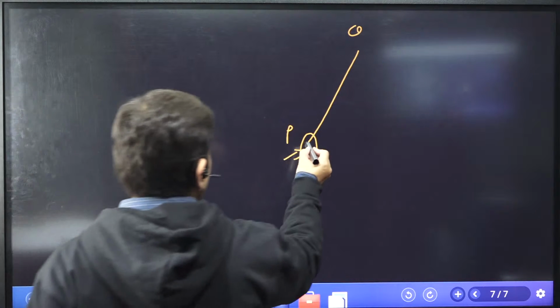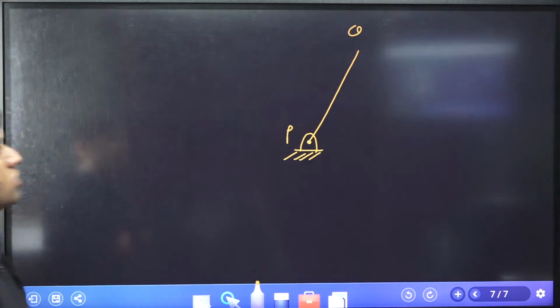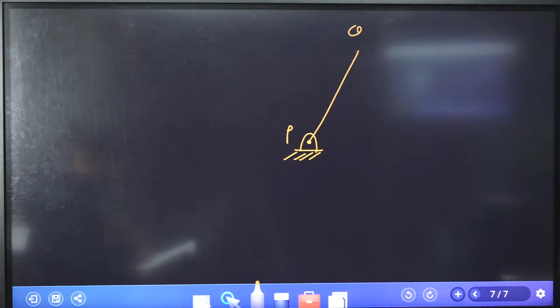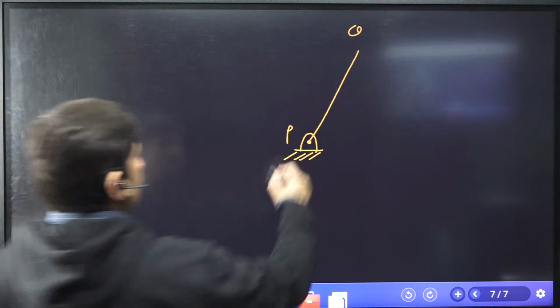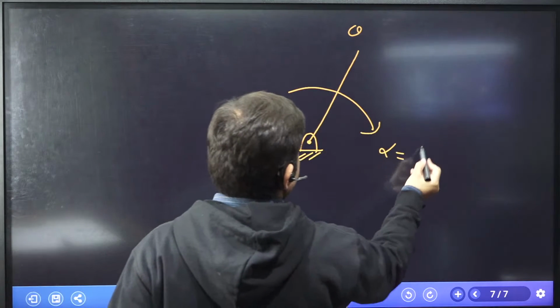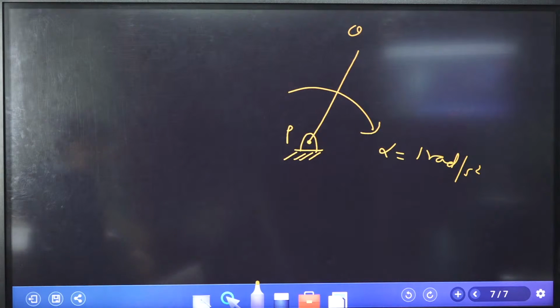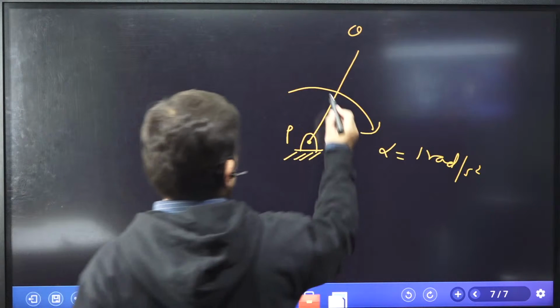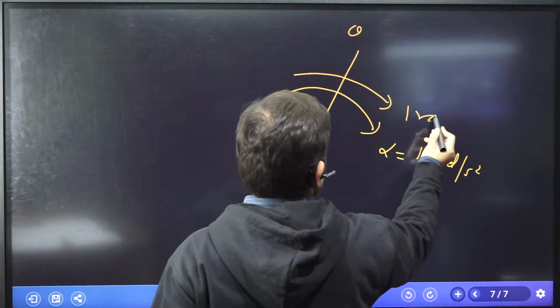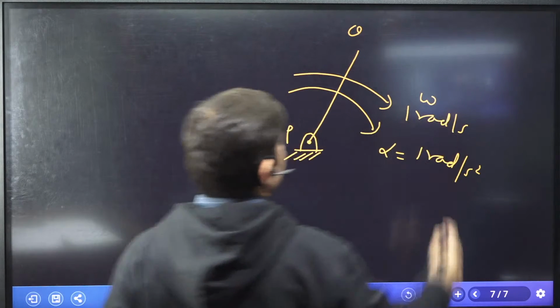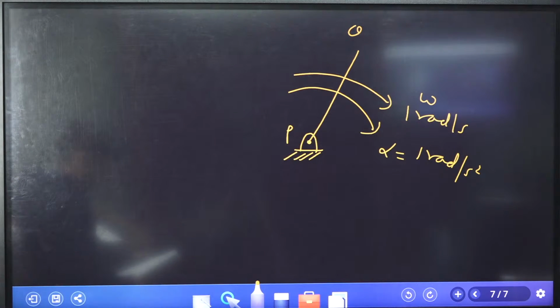Pinned point, he has made it a hinge. He pinned point P and it rotates about P in a vertical plane with uniform acceleration of 1 radian per second square. So alpha is given as 1 radian per second square. At an instant when angular velocity is 1 radian per second, omega is also given, alpha is also given.